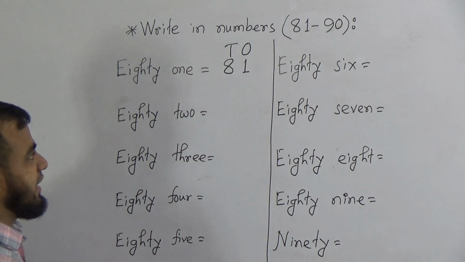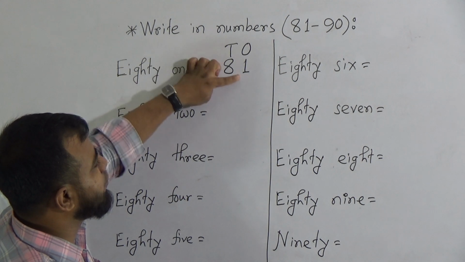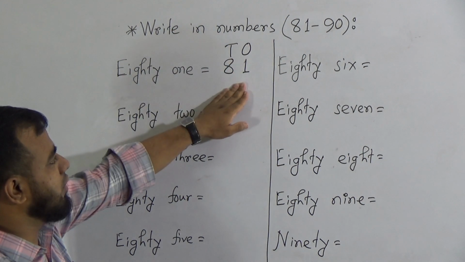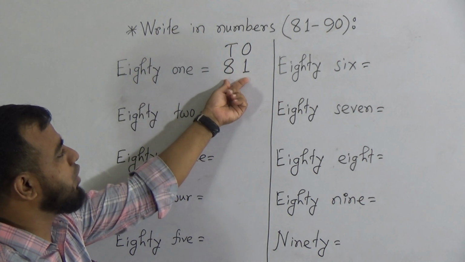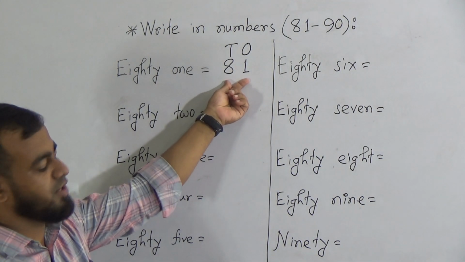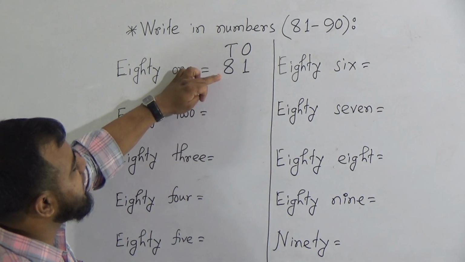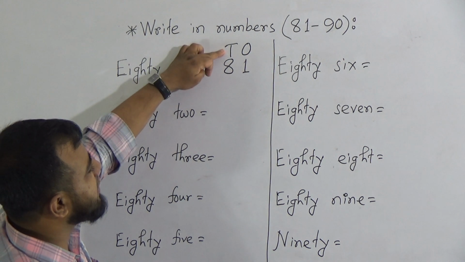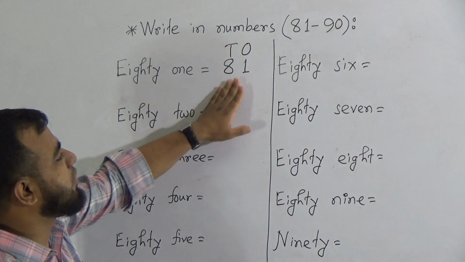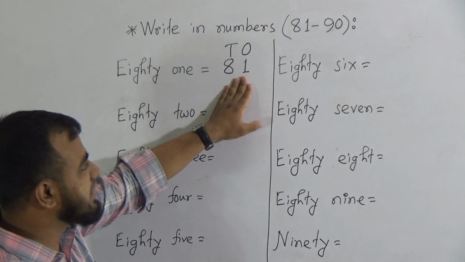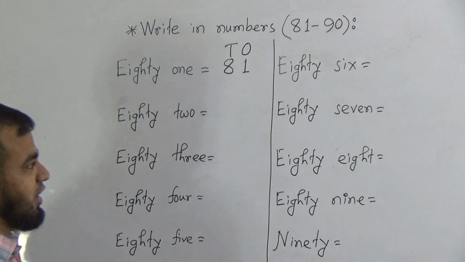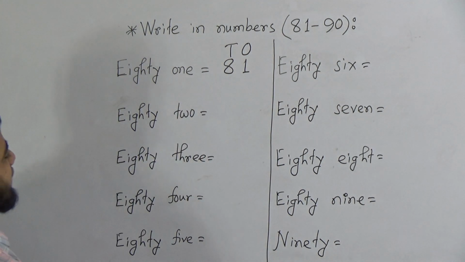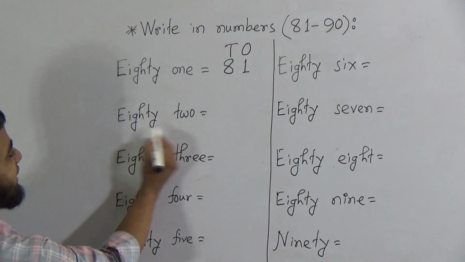And we will say that 8 tens and 1 ones makes the number 81, or you can say directly that 8 and 1 makes the number 81. My dear students, I repeat, you can say 8 tens and 1 ones makes the number 81, or you can say directly that 8 and 1 makes the number 81. Both are correct.